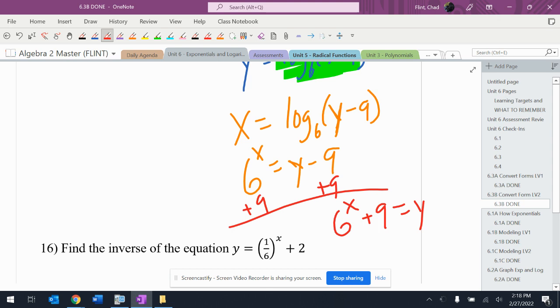Be careful when you're moving these things around. And if you did 14, the 9 was part of the exponent, so it was up in the exponent. This is different. We've got to pay really close attention to where these things are.